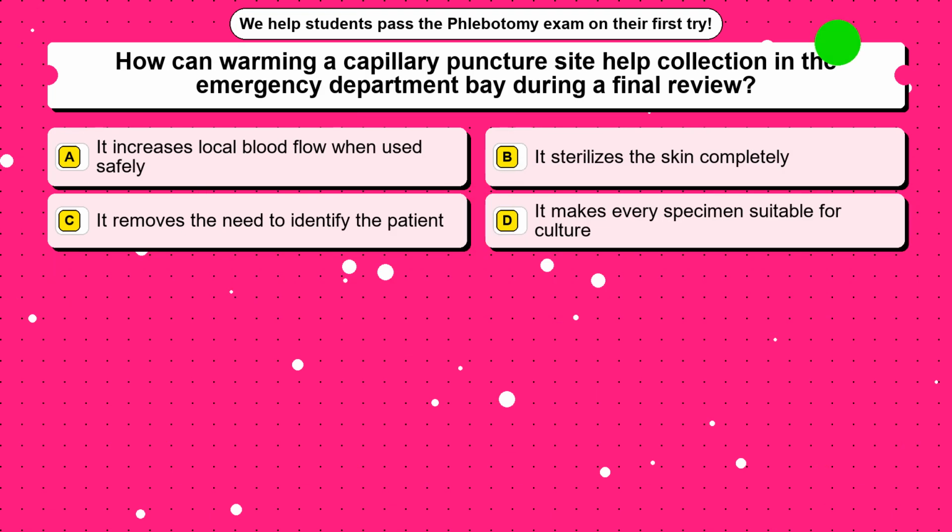Question 52. How can warming a capillary puncture site help collection in the emergency department bay during a final review? Option A. It increases local blood flow when used safely. Option B. It sterilizes the skin completely. Option C. It removes the need to identify the patient. Option D. It makes every specimen suitable for culture.